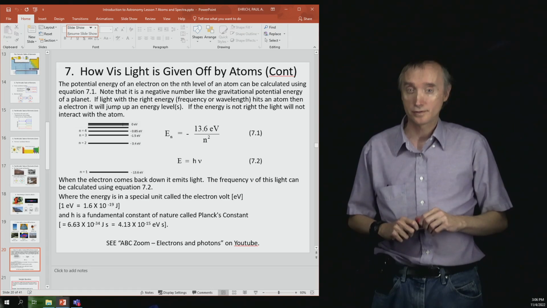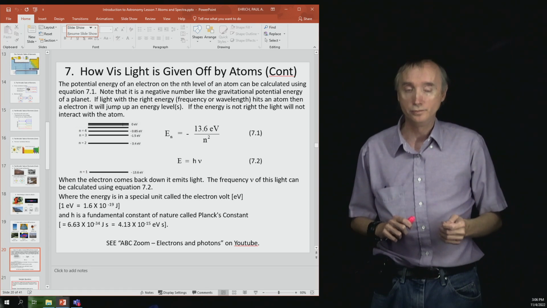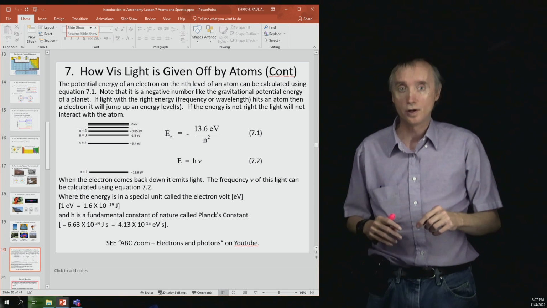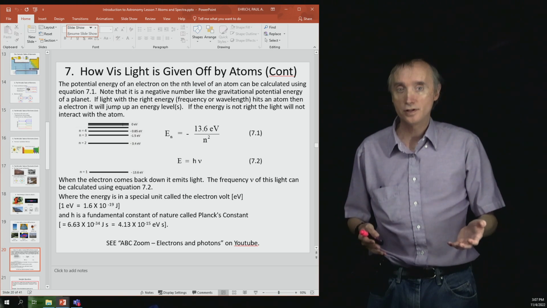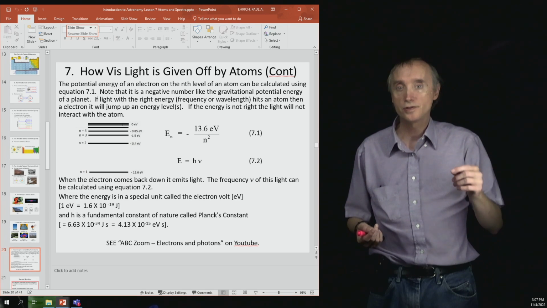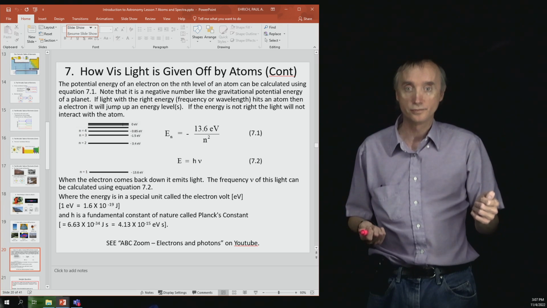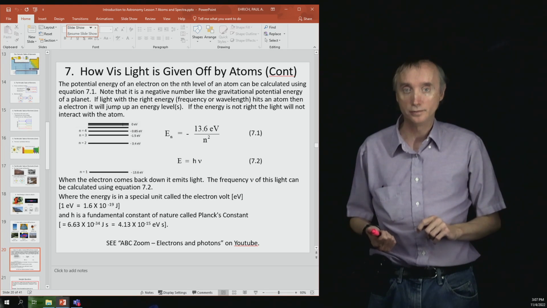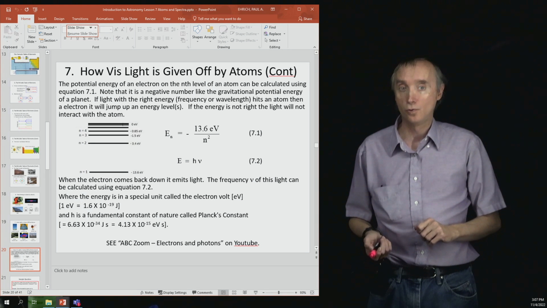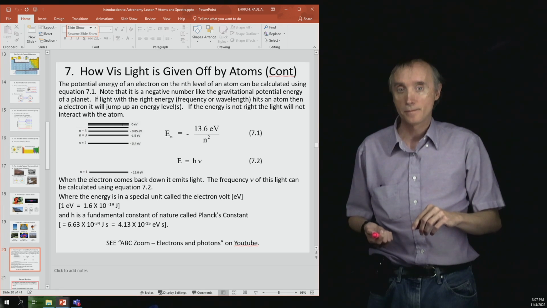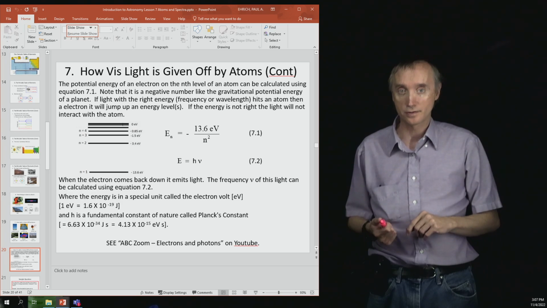So let's try it. For n equals 1, we would put n equals 1 into that formula. So 1 times 1 is 1, and 13.6 divided by 1 is 13.6. So you'll notice that the energy is negative 13.6 electron volts. Then when you go to n equals 2, you plug the 2 into the formula, and 2 times 2 is 4. So you take 13.6 divided by 4, and that gives you the energy of the second energy level.